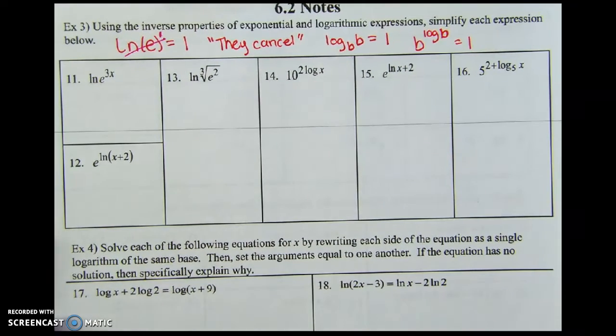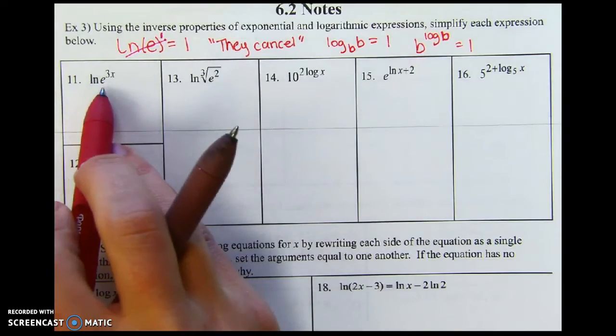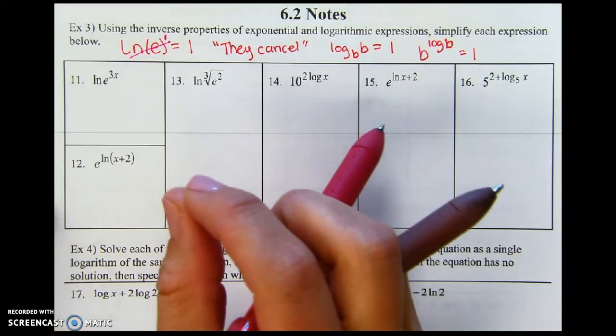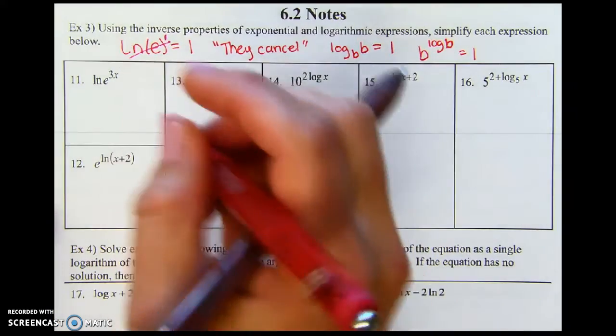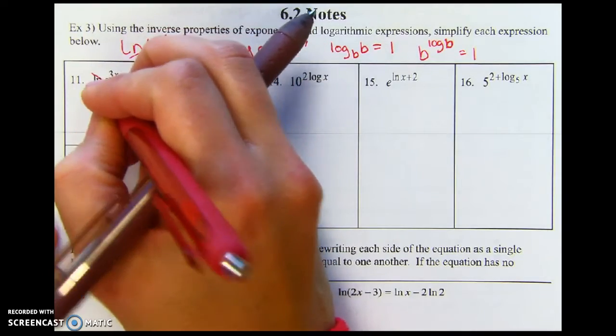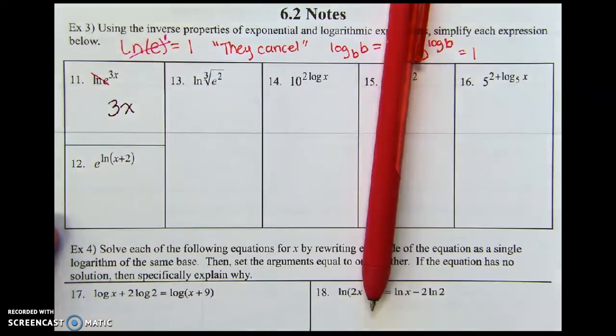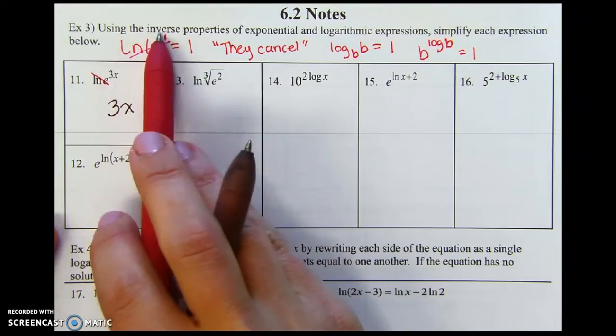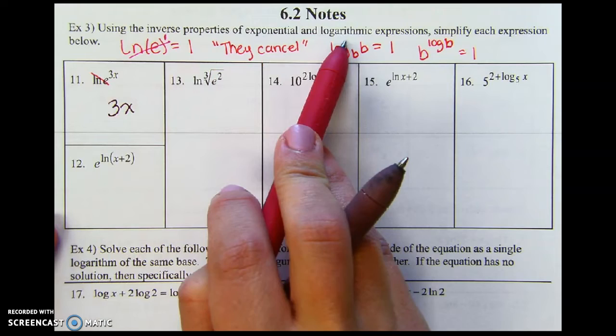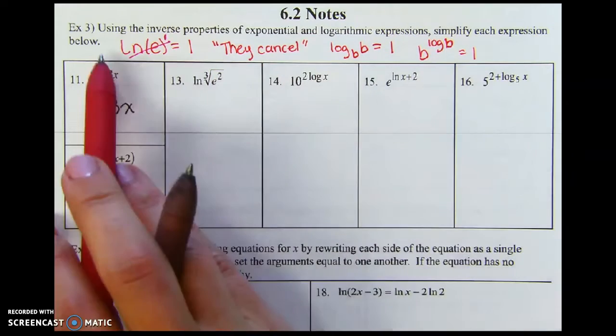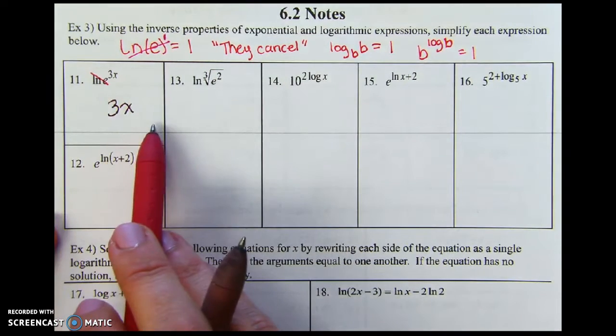Okay, you ready? Get set. Here we go. Are the ln and the e touching? Yes, so since they're touching, you could say hi-ya karate chop, and you're left with just 3x. Oh, I didn't even read the instructions. Use the inverse properties of exponential and logarithmic expressions to simplify each expression below. So we're not solving for x, we're just simplifying.